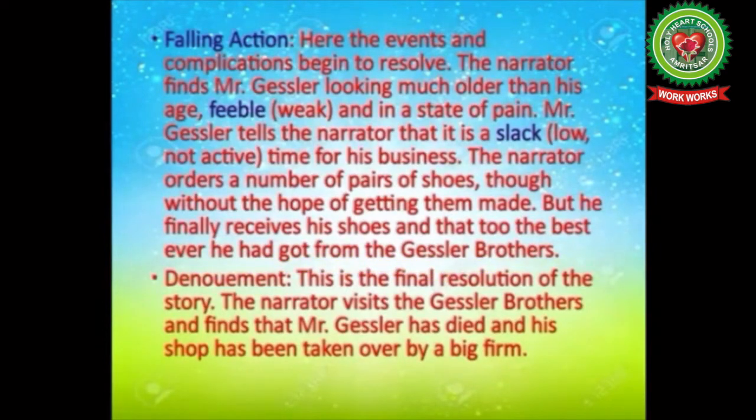The last point, children, is denouement. What is the point? Denouement. This is the final resolution of the story. So the story comes to an end here. The narrator visits the Gessler brothers and finds that Mr. Gessler has died and his shop has been taken over by a big firm. So children, we have done 5 points of narrative methodology: exposition, rising action, climax, falling action and denouement.